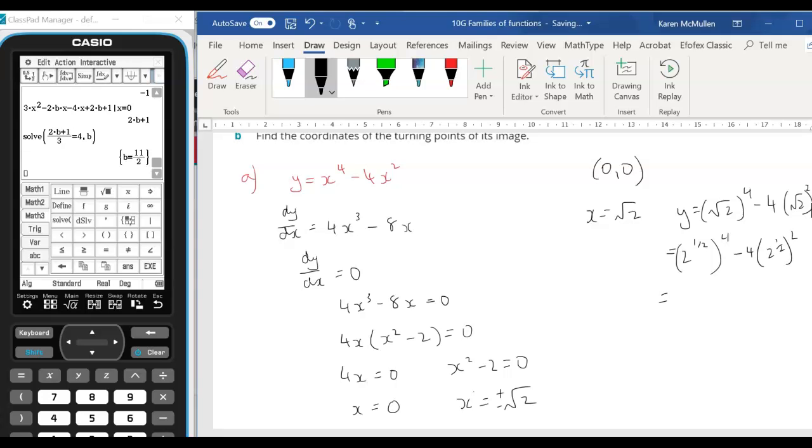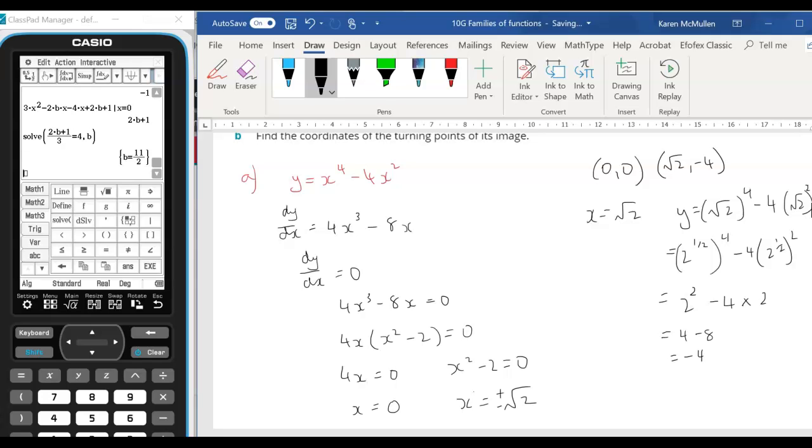And then you multiply your powers. So we're going to have 2 to the power of a half times 4, which is 2. And then minus 4 times 2 to the power of a half times 2, so half times 2 is just 1. So we're going to have 4 minus 8, which is negative 4. So the other point, I might just write them all up here, is root 2, negative 4.